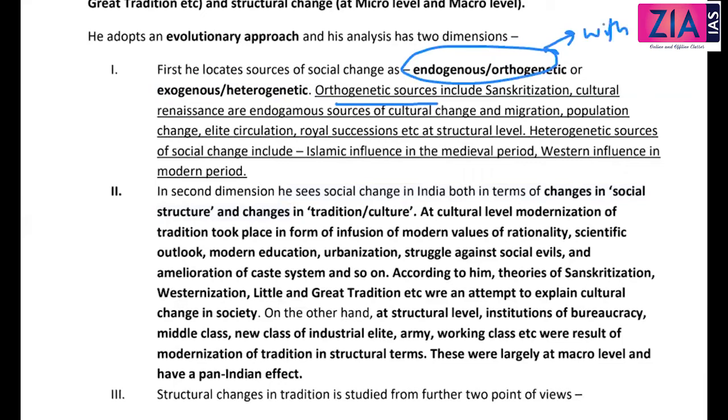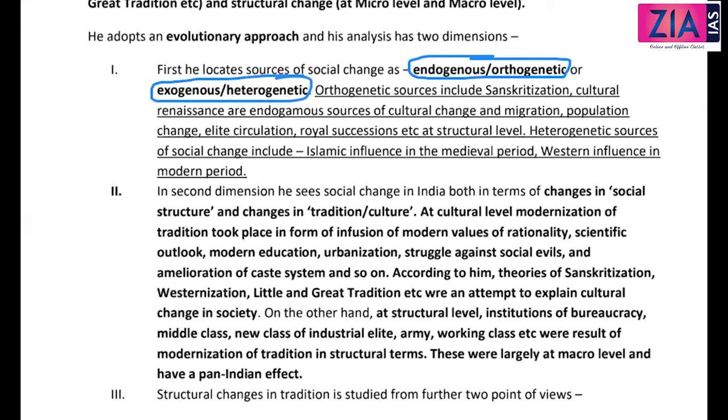This is within. So Sanskritization, cultural changes, all these are endogenous sources, that means within, orthogenetic sources. Migration, population, elite circulation, succession, etc. at the structural level. Here you see, first you need to make this as one division, this as second division. Then here, what he is saying is not only at the cultural level, but also at the structural level.